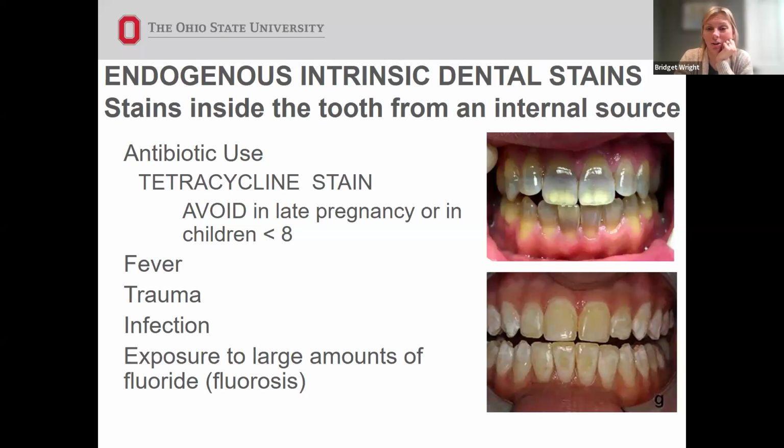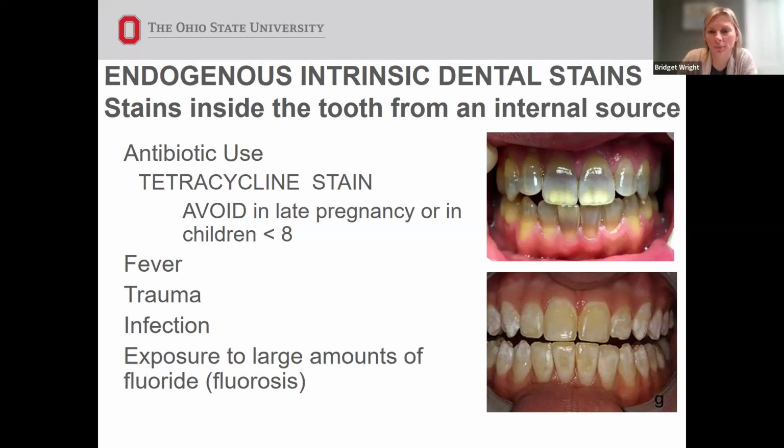Okay, so we're going to start talking about endogenous stains. And as a reminder, endogenous stains are stains that are created from, originated from, or caused by something inside the tooth or inside the body. In this case, we're also talking about intrinsic dental stains. So these are stains that are inside the tooth.